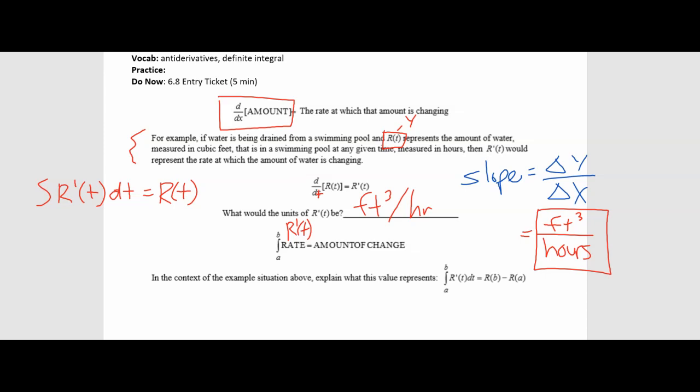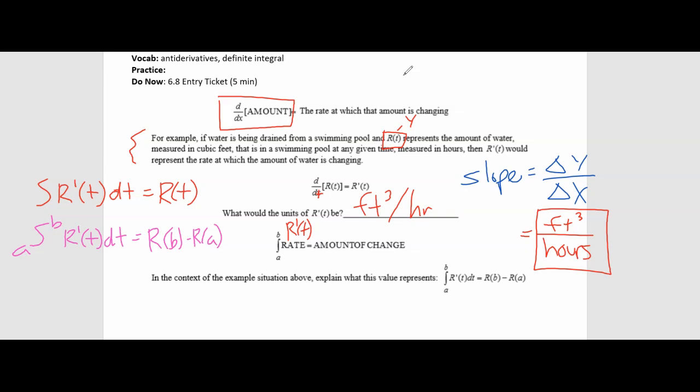If I take a definite integral, so this is what they're talking about, from a to b of R prime of t dt, well, that's not going to give us the original function, right? It's going to give us this difference. So R of b minus R of a.